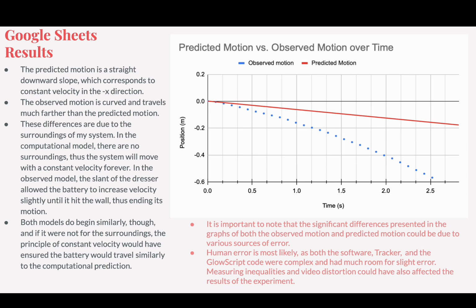In the observed model, the slant of the dresser allowed the battery to increase velocity slightly until it hit the wall, thus ending its motion. Both models do begin similarly though, and if it were not for the surroundings, the principle of constant velocity would have ensured the battery would travel similarly to the computational model. As with every experiment, it is important to note that the significant differences presented could be various sources of error. Both the software Tracker and the GlowScript code were complex and had much room for slight error. Measuring inequalities and video distortion could have also affected the results of the experiment.